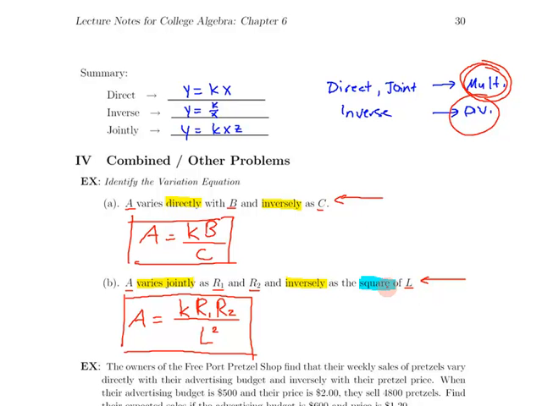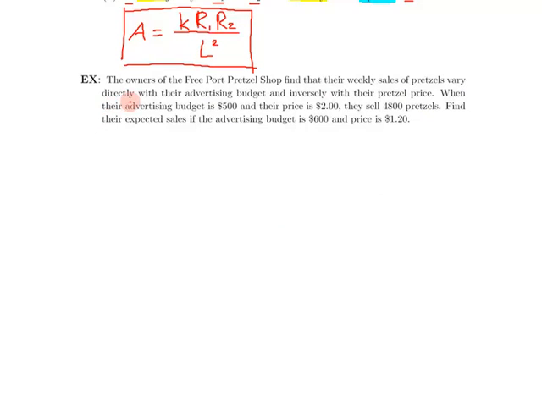So let's look at a word problem that might have multiple variations in the same problem. The owners of the Freeport pretzel shop find that their weekly sales of pretzels vary directly with their advertising budget and inversely with their pretzel price. When their advertising budget is $500, their price is $2, then they sell 4,800 pretzels. We want to find their expected sales if they bump their advertising budget up to $600 but drop their price to $1.20.